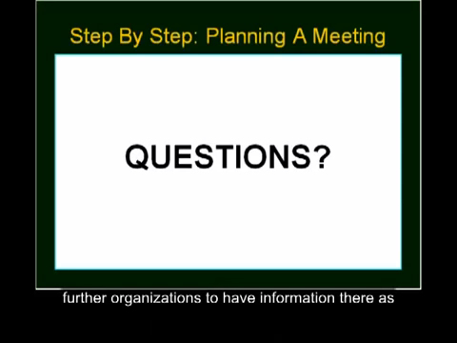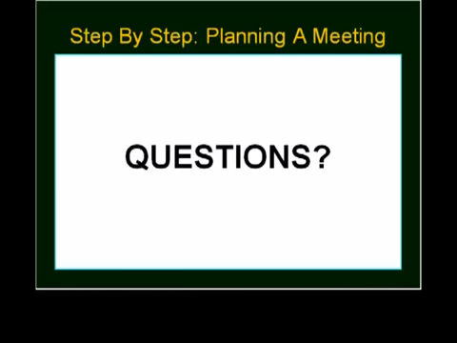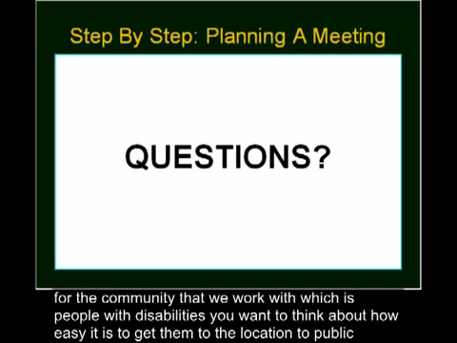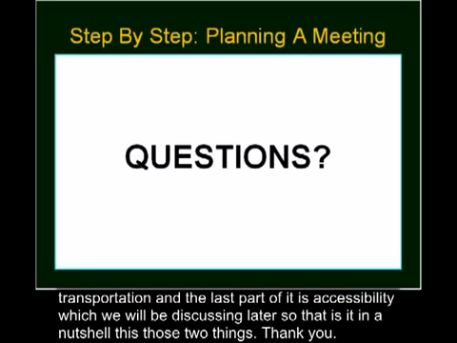You also want to think about the location in terms of travel, especially for the community that we work with, which is people with disabilities. You want to think about how easy it is to get to the location through public transportation. And the last part of it is accessibility, which will be discussed later. So that's it in a nutshell, just those 2 things.